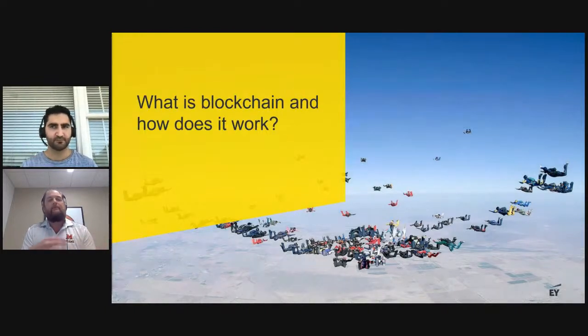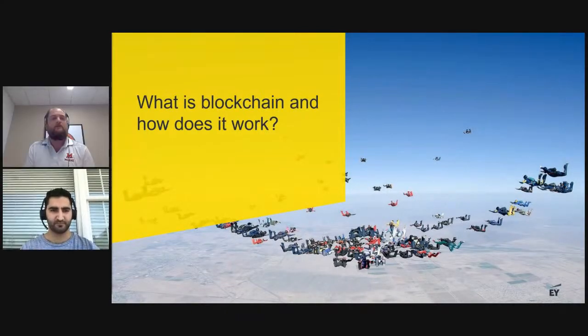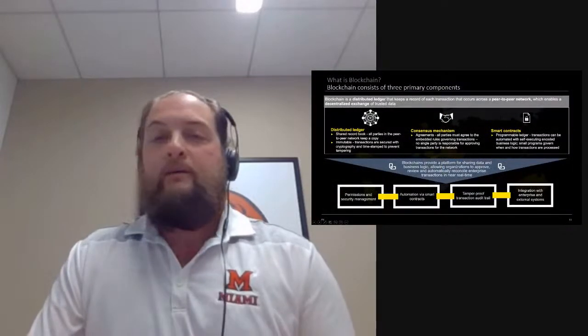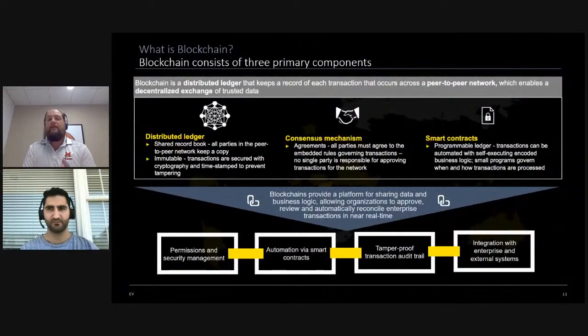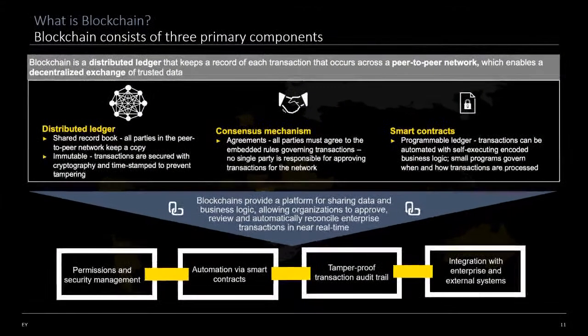So now you're probably thinking, wow, this is amazing, but I still really don't understand what is going on under the hood of a blockchain network that really allows this to happen. And when we think about blockchain, it primarily consists of three components: a distributed ledger, a consensus mechanism, and what are known as smart contracts.